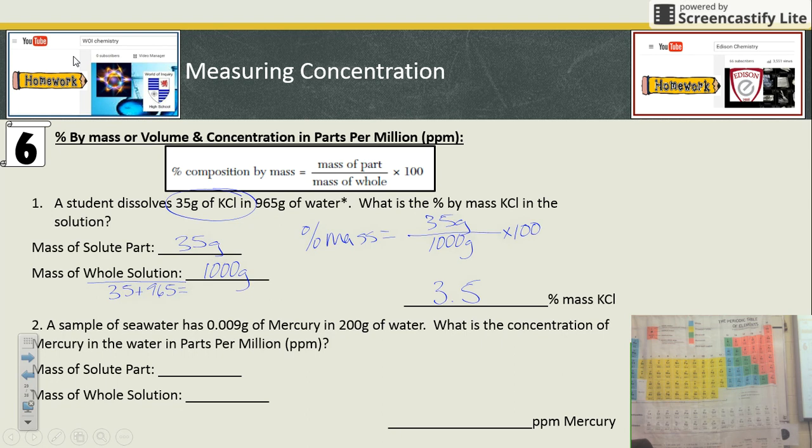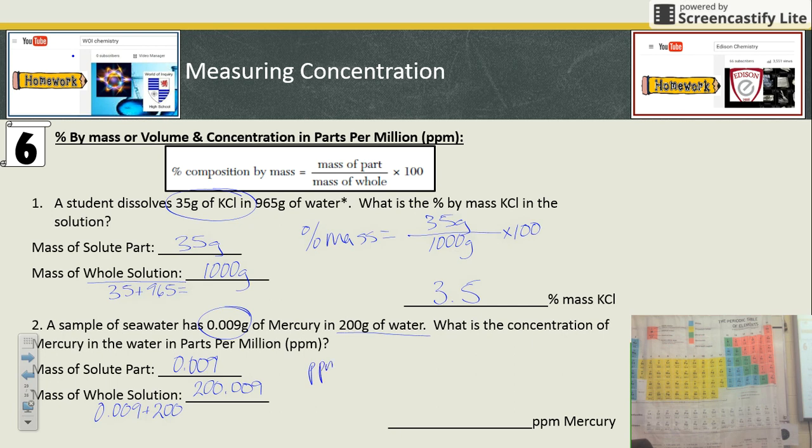Another one, let's figure out parts per million number. So the same calculation, except instead of multiplying by 100, we're going to multiply by a million. We've got solute, 0.009, 200 grams of water. Well, 0.009 plus 200 is the mass of our solution. So 200.009 is the total mass.